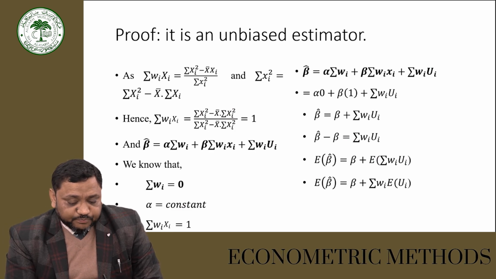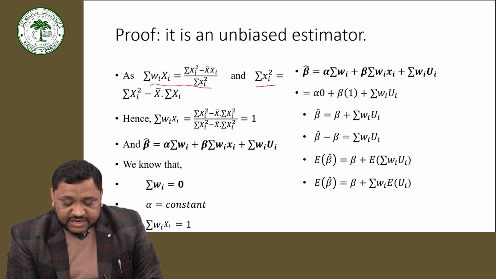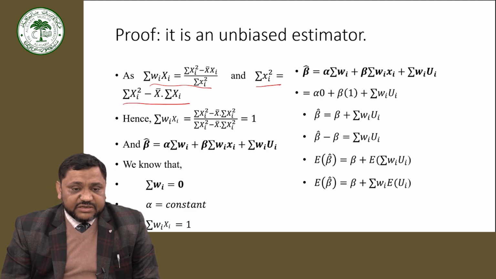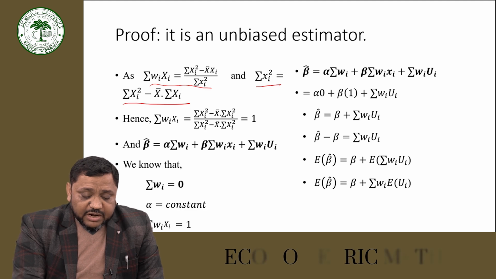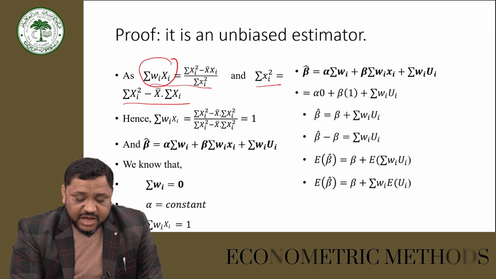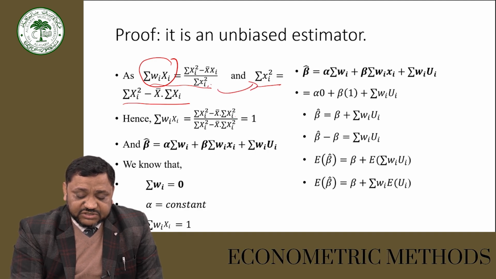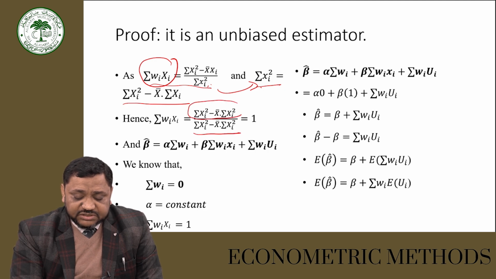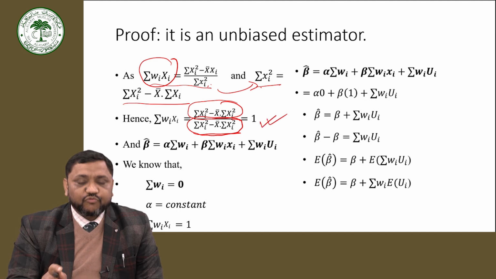Now we do another thing. We have this summation wi xi, this we can write as summation xi square minus x bar xi divided by summation xi square, and summation xi square we have just now seen, we can write in this format, that is summation small x square is equal to capital X square minus x bar summation xi. Now wi xi, the summation of it, above it is summation x square minus x bar summation x, and beneath also we have this term. So these two terms are the same.